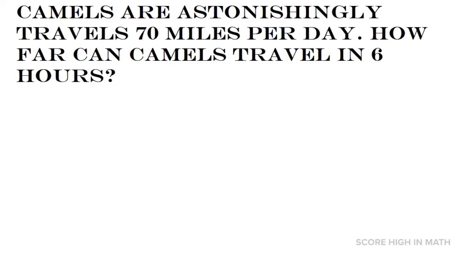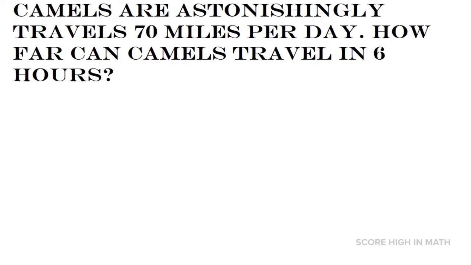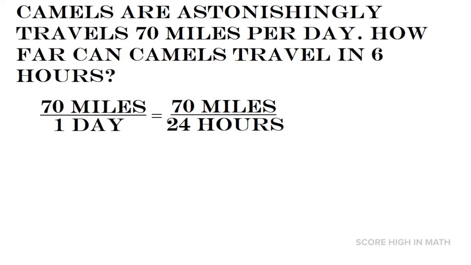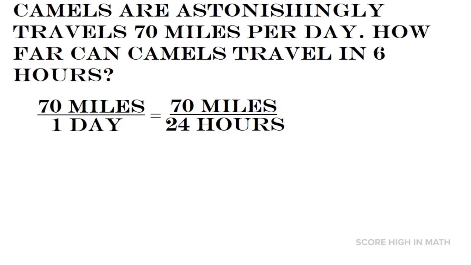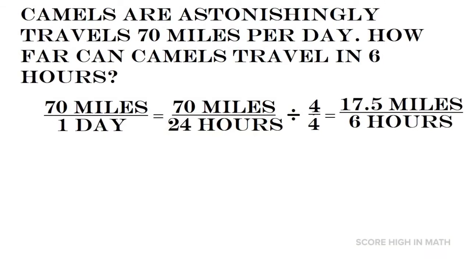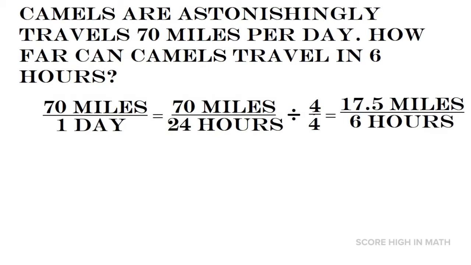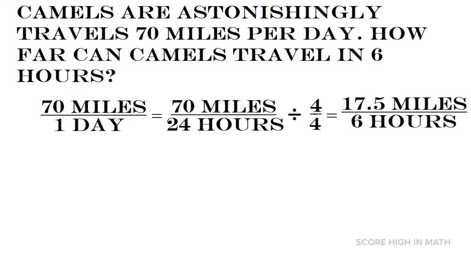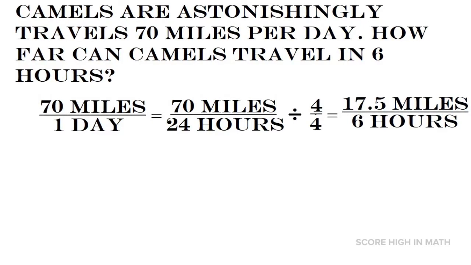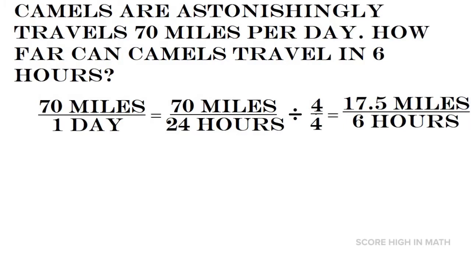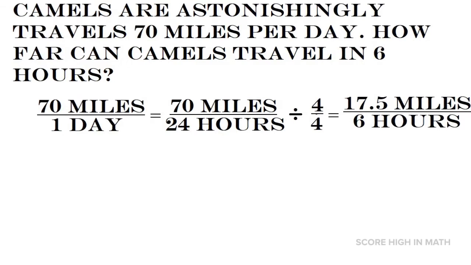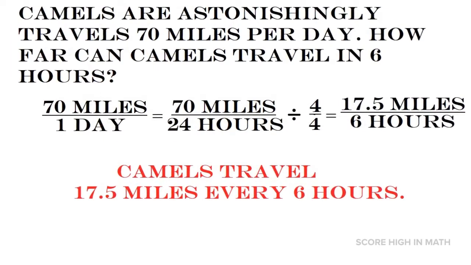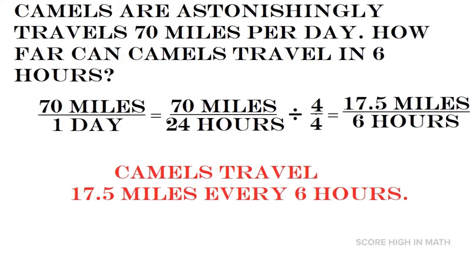What about this example? Camels astonishingly travel 70 miles per day. How far can camels travel in 6 hours? We are going to write the rate as 70 miles per day. But 1 day is equivalent to 24 hours. So let us write the rate as 70 miles per 24 hours. We need to find out how far camels can travel in 6 hours. Since we have 70 miles per 24 hours, we need to look for the factors of 24. To come up with 6 hours, we need to divide 24 by 4 and 70 by 4. In that event, 70 miles divided by 4 is equal to 17.5 miles, and 24 hours divided by 4 is equal to 6 hours. Therefore, the answer to the question: camels travel 17.5 miles every 6 hours.